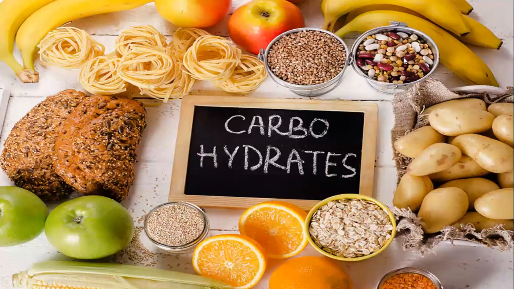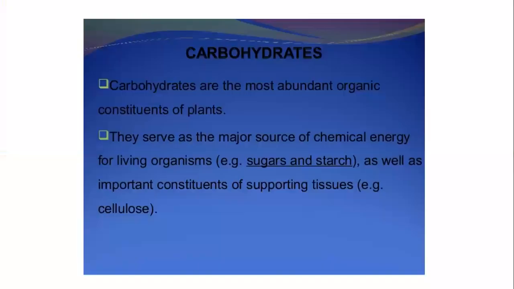Dear students, in this section, I am going to discuss carbohydrates. This is the main energy source of our nutrition. Carbohydrates are the most abundant organic constituents of plants. Basically, carbohydrates are synthesized in plants during photosynthesis, and they serve as the major source of chemical energy for living organisms, as well as important constituents of the supporting tissues. They act as the building block of tissue.